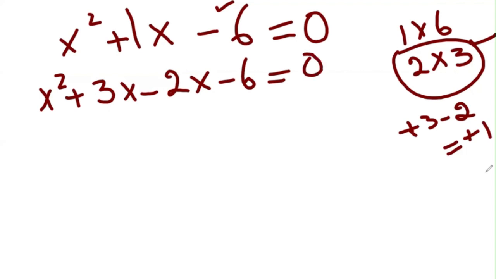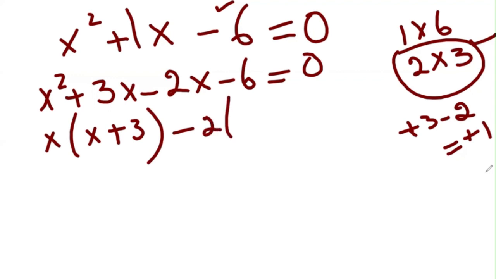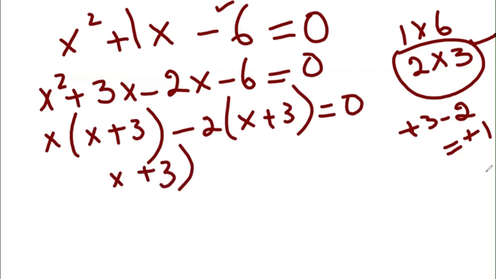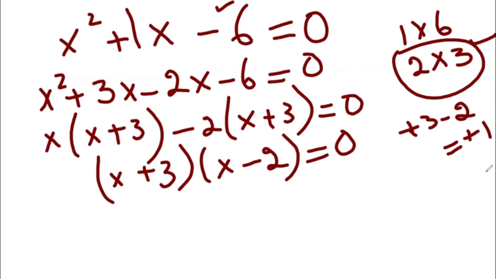Taking common from the first two terms, x is common, x plus 3 is left in the bracket. Taking common from the last two terms, minus 2 is common, and x plus 3 is left in the bracket, equals to 0. Now x plus 3, x minus 2. You can write x minus 2 also first, equals to 0. So this is the solution set.